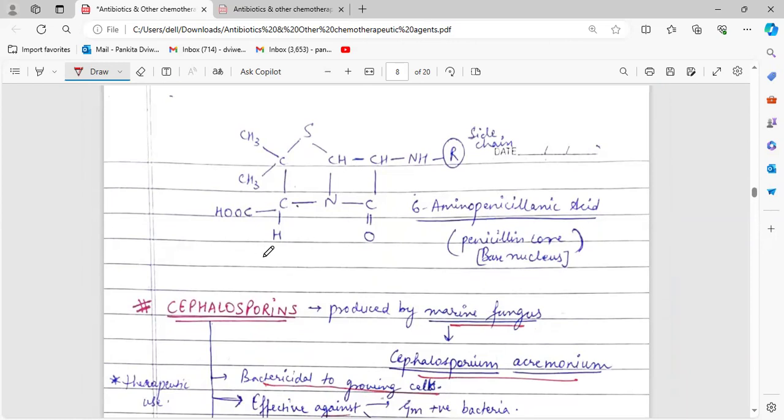So this is the structure of the base nucleus of the penicillin core, which is the 6-amino penicillanic acid. This is the entire structure, and here is the side chain attached to it.